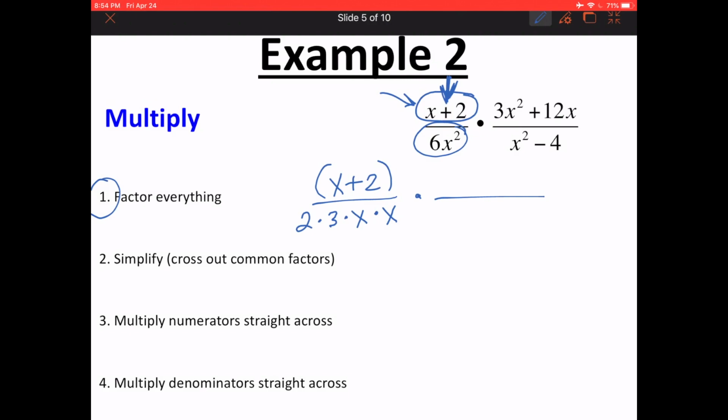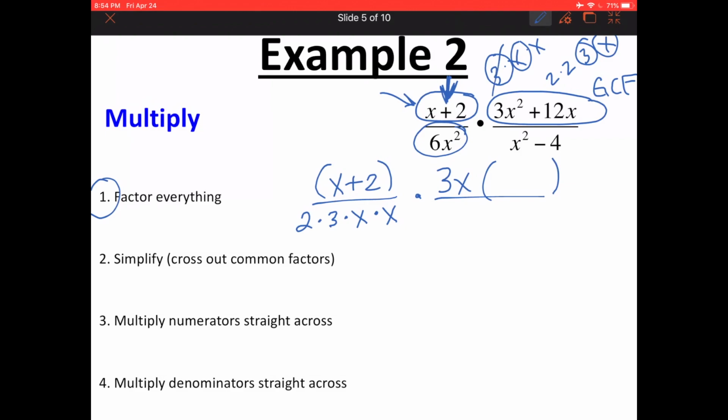For my fraction on the right, here in the numerator, I'm going to use GCF. Okay, so let's see what they both share. I have 3 times x times x. I have 2 times 2 times 3 times x. So the GCF, what they both share, is going to be 3x. So I put that 3x out in front of parentheses. Then I cross it out. And what am I left with? I'm left with x plus 4. Okay, so I just factored the numerator using GCF.